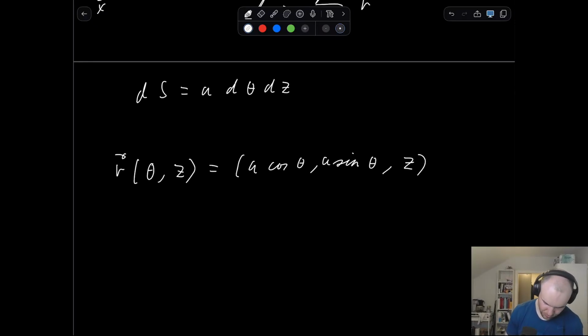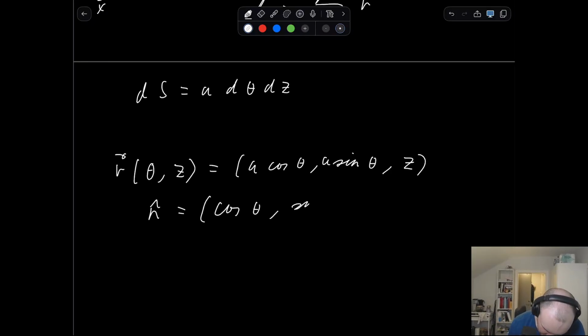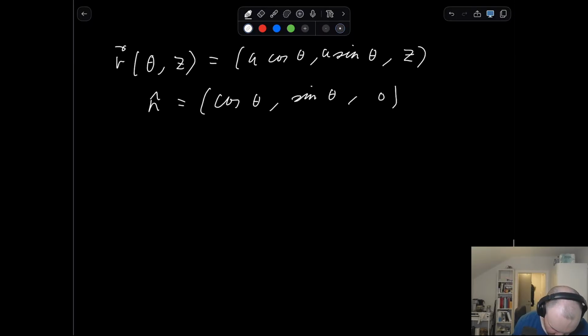And n hat will be in the same direction, like I said, but it's a unit vector, so you don't need a. It will just be cosine theta, sine theta, and it of course doesn't have any height. Now we're ready to describe the surface integral, so the flux here, in this case. That looks like a Pokemon.